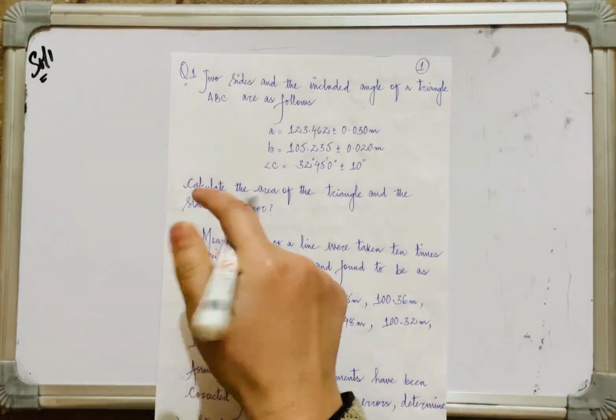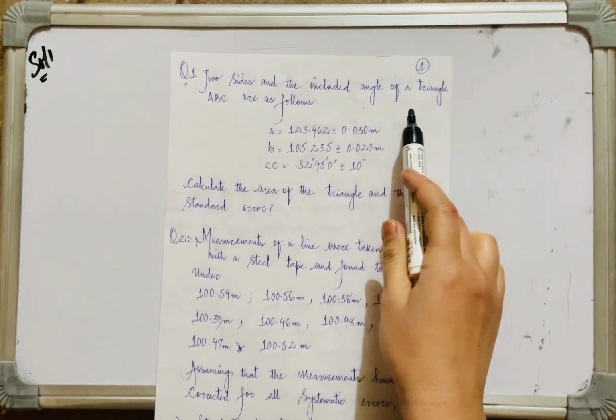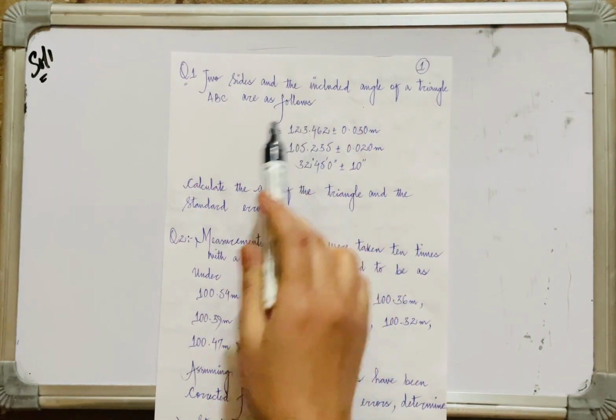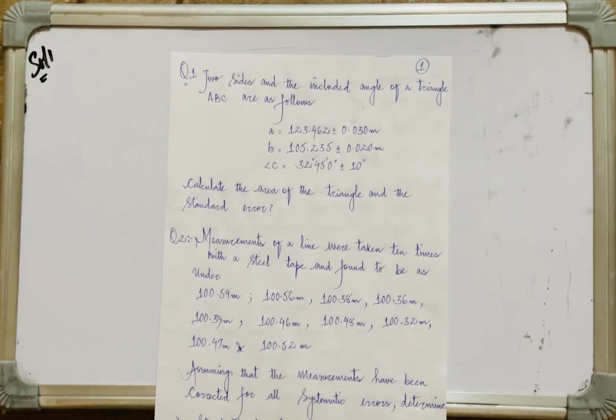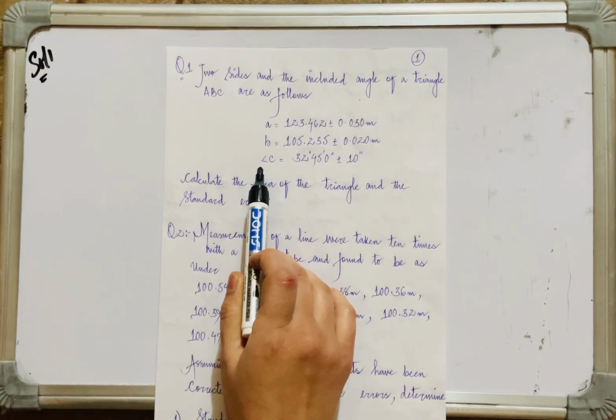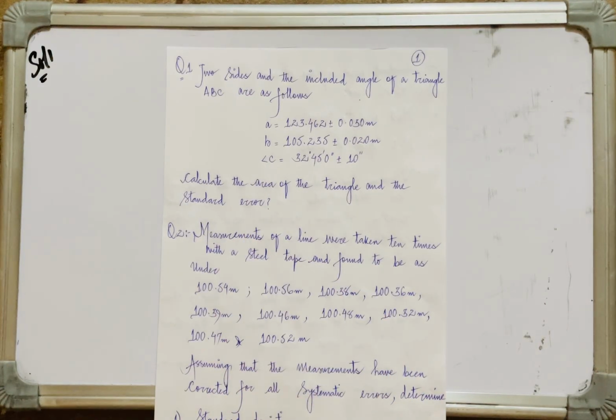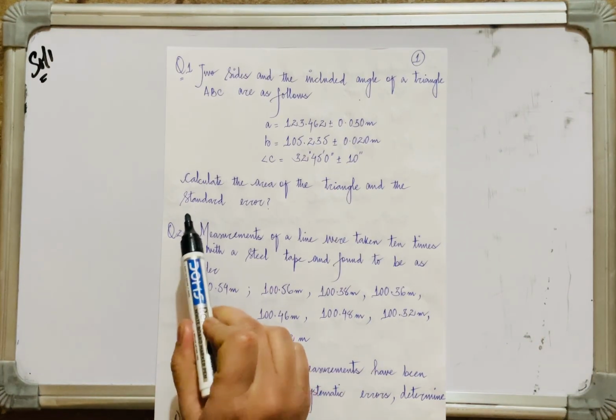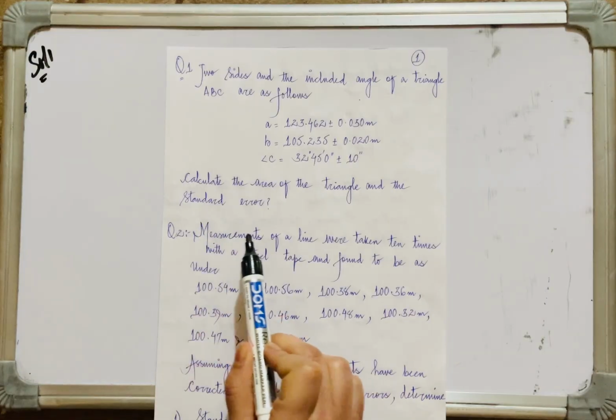The question is that two sides and the included angle of a triangle ABC are as follows. A is 123.462 plus minus 0.030 meters. B is 105.235 plus minus 0.020 meters, and included angle C has been given, which is 32 degrees, 45 minutes, 0 seconds, and plus minus 10 seconds. We have to calculate the area of the triangle and the standard error.